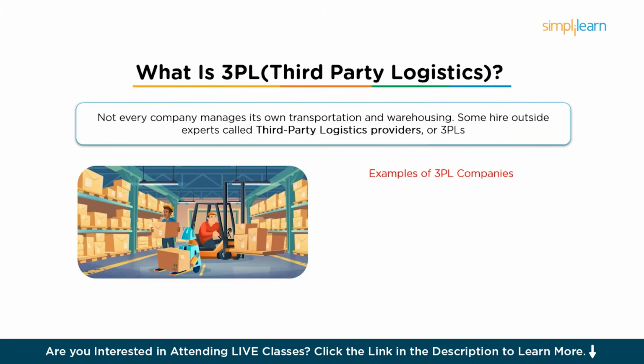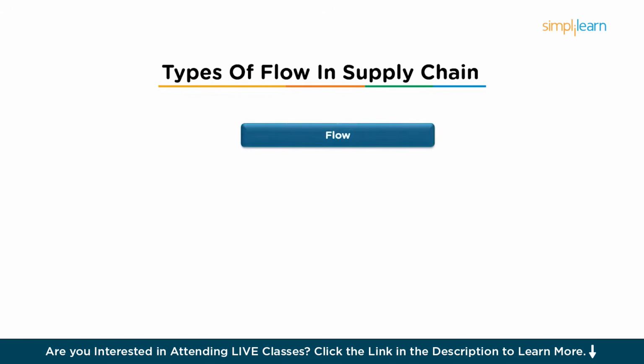Examples of 3PL companies are DHL Supply Chain, FedEx Supply Chain, UPS Logistics, XPO Logistics, and many others. So 3PL, or third party logistics, is the best for those who are starting their business in the early stage. So now let's move forward and see types of flow in supply chain.